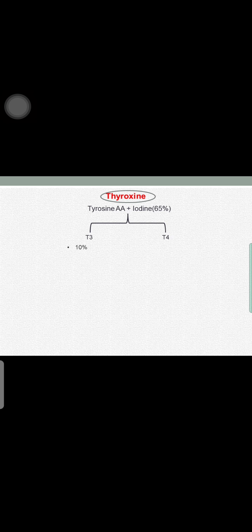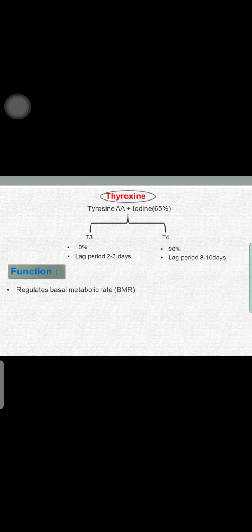Let's make a small comparison between the two forms. T3 is 10% of the thyroxine hormone, and T4 is 90% of the thyroxine hormone. T3's lag period, or half-life that it spends inside the bloodstream, is about 2 to 3 days, so it is much quicker than the other one, which is the T4 hormone. Its lag period is about 8 to 10 days.